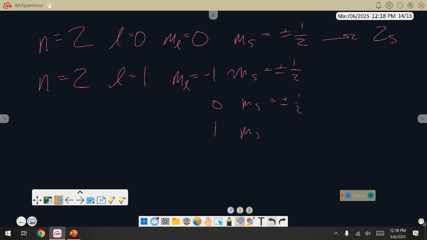So how many possible electrons can we fit inside this one right here? Well, there's only one shape, 3 different orientations. Each orientation fits 2 for a total of 6. So this whole block right here represents 2p, and we can fit 6 in that particular spot.